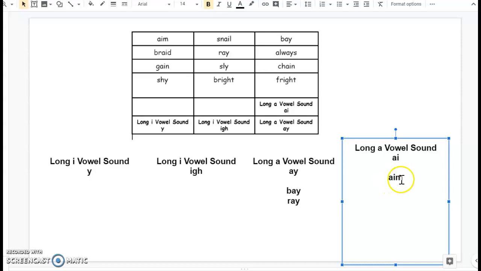If you notice, A and I are next to each other. The first one does the talking, the next vowel does the walking. So you hear A's name. You don't hear I's name, you hear A's name. Aim.